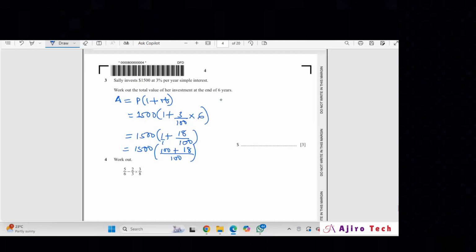So from here, we have 1,500 times open bracket 100 plus this, which now gives us 118 over 100. This is what you get. From here, this 100 we cancel out with the 1,500 to get 15. So you'll be left with 15 times 118. Remember, no calculator. So you need to multiply this normally.